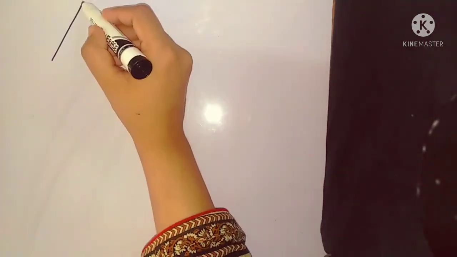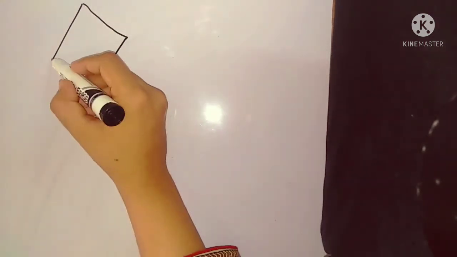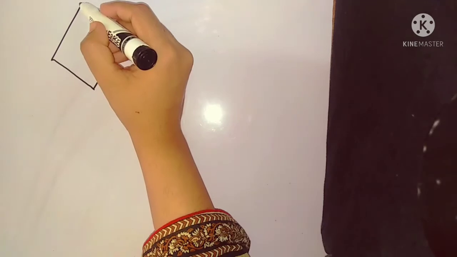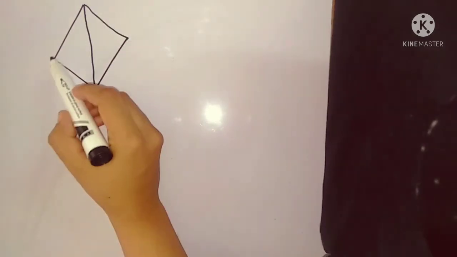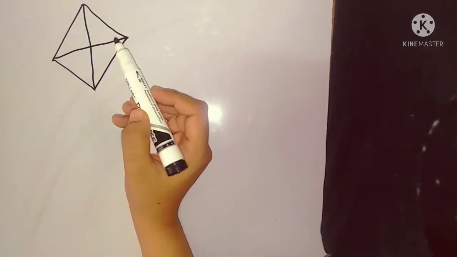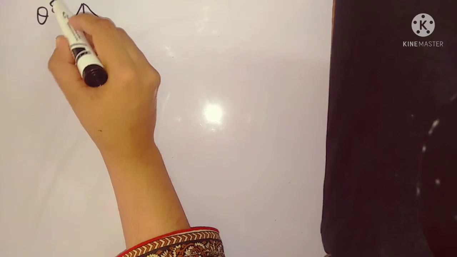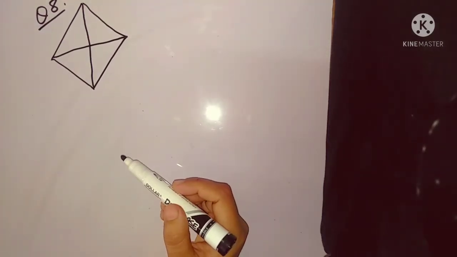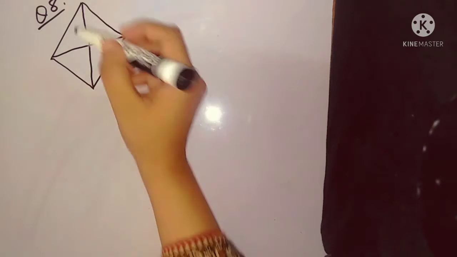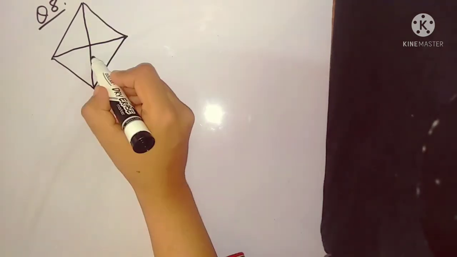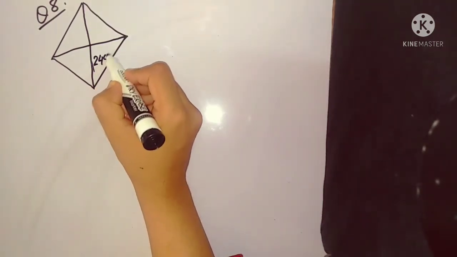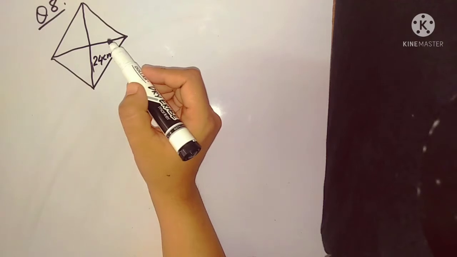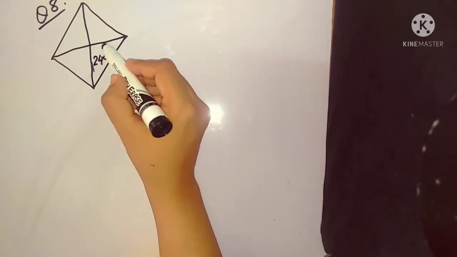Okay, so now let's draw the figure. Here I'm going to draw the rhombus like this. Just remember that in a rhombus all sides are equal. So I'm going to draw two diagonals from here till here and from here till here. As given in the question, the length of the diagonals is 10 centimeter and 24 centimeter. Suppose this whole length is 24 centimeter, and this whole length is equal to 10 centimeter.